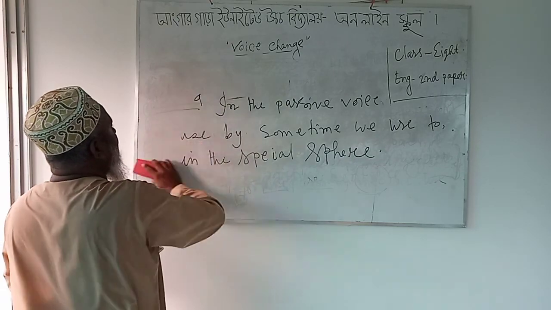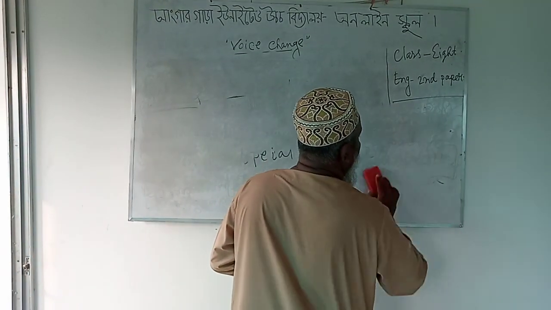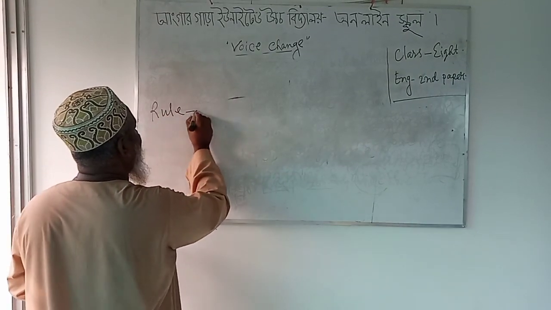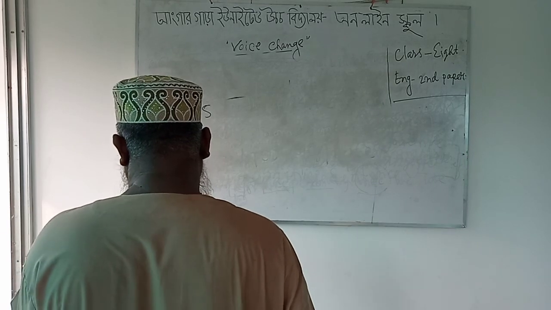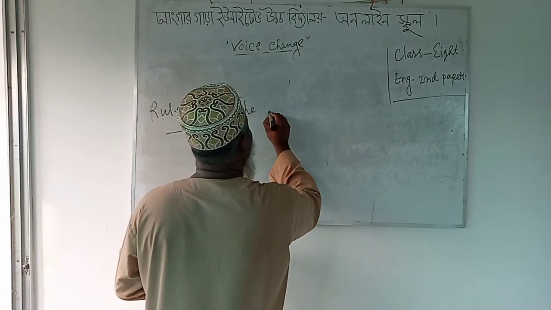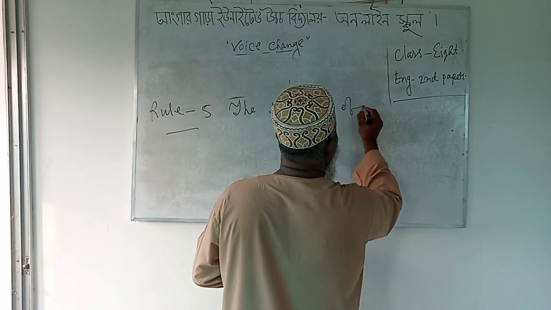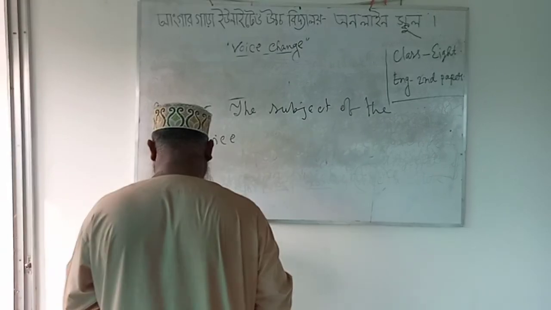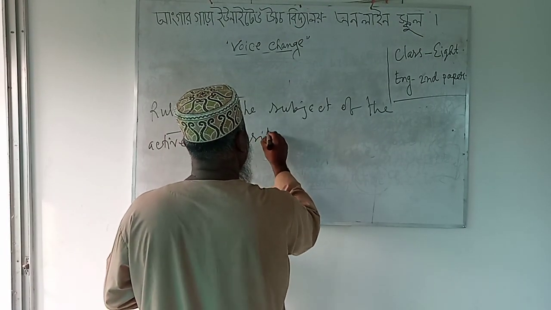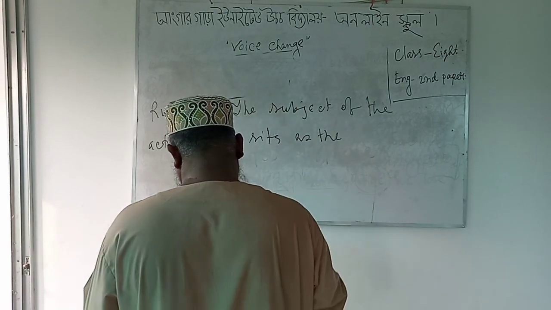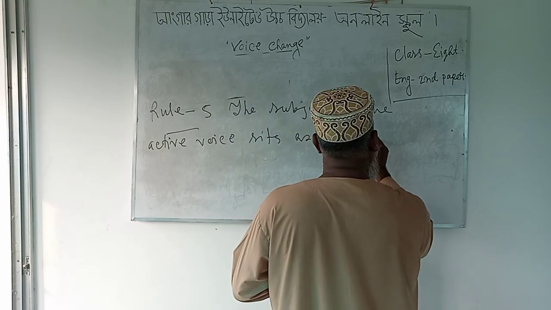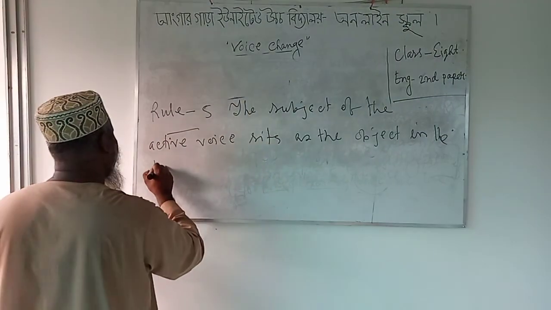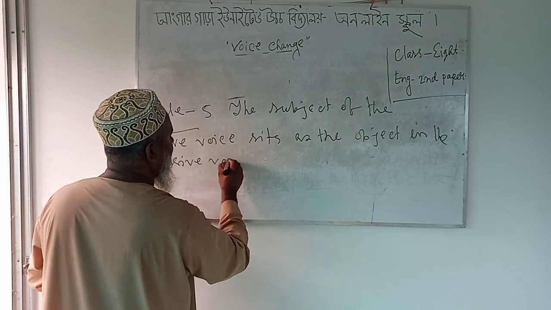The student, the last rule is rule number 5. Rule 5. The subject of the active voice sits as the object in the passive voice.